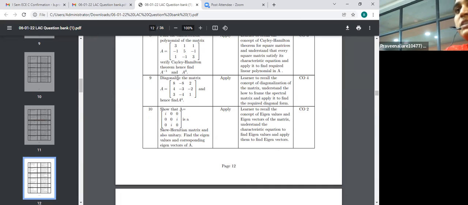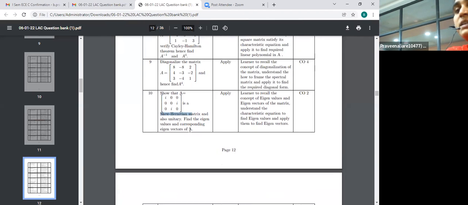That is the ninth question. And next, the 10th question: show that A is equal to the matrix with entries i, 0, 0, 0, i, 0, i, 0 is a skew Hermitian matrix and also unitary. Find the eigenvalues and eigenvectors of the matrix. Okay, already we discussed in the last two classes the eigenvalues and eigenvectors for the complex matrix. It is also there in your notebook, but only one part is not there in your notebook. For this matrix, once you verify, is it skew Hermitian or unitary? Okay, both the conditions are satisfied for the given matrix. That is the 10th question.